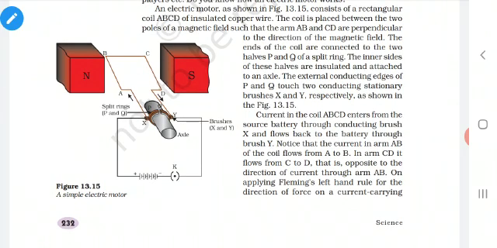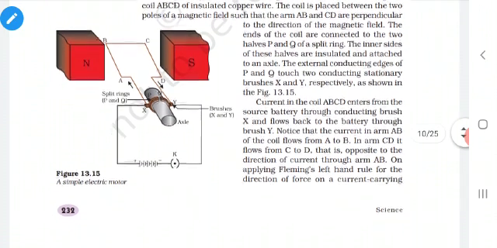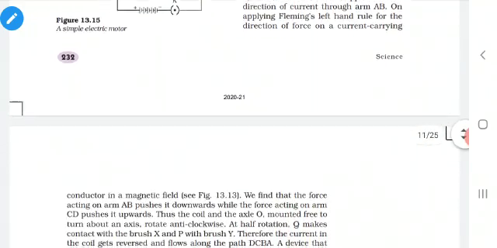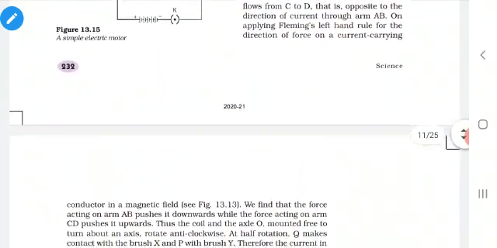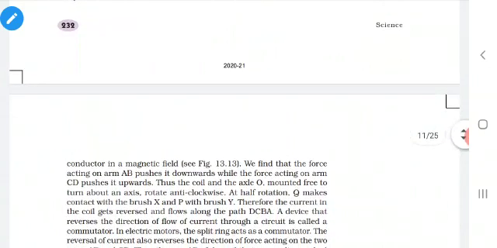This force can be calculated by applying Fleming's left hand rule. We have to calculate the direction of motion. Force and motion are the same thing here. So we can calculate the direction of force in a current carrying conductor with the help of Fleming's left hand rule.